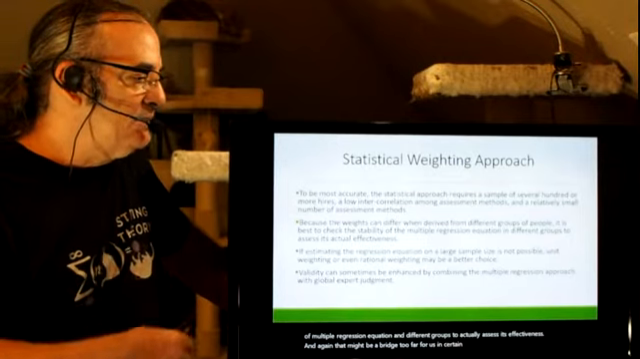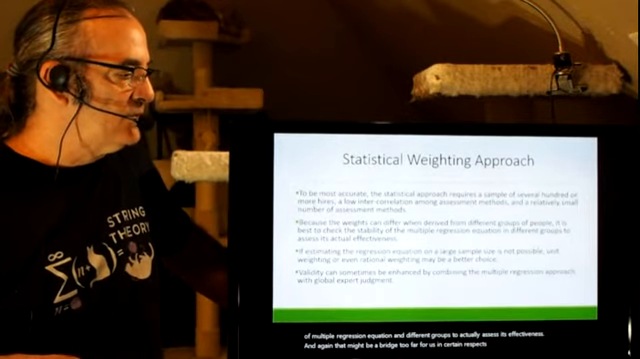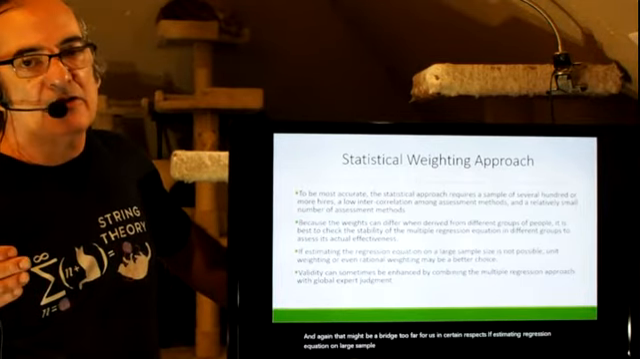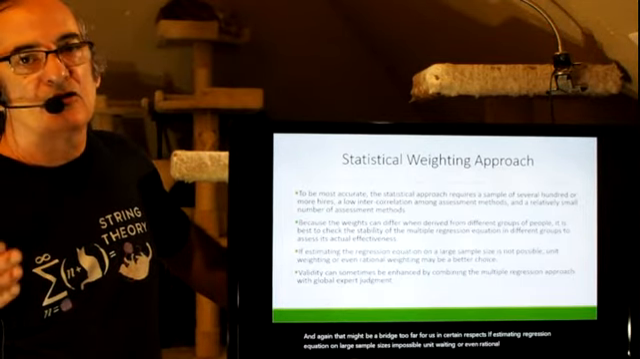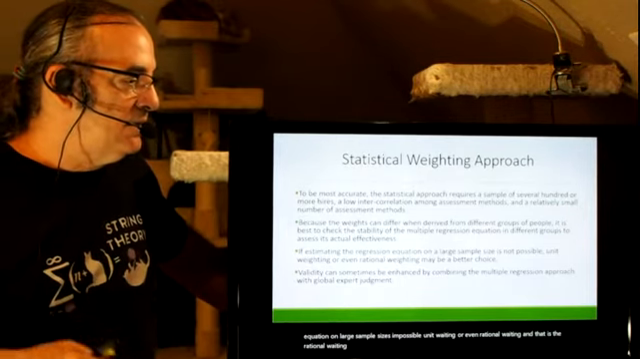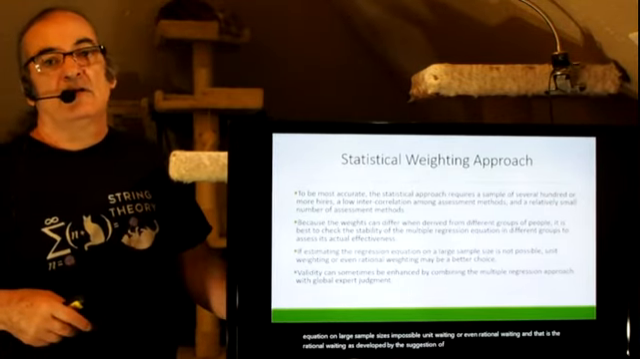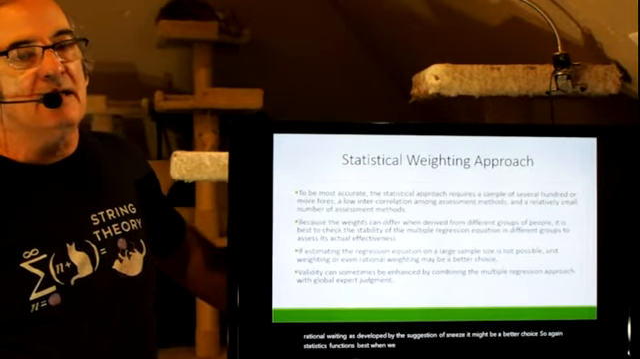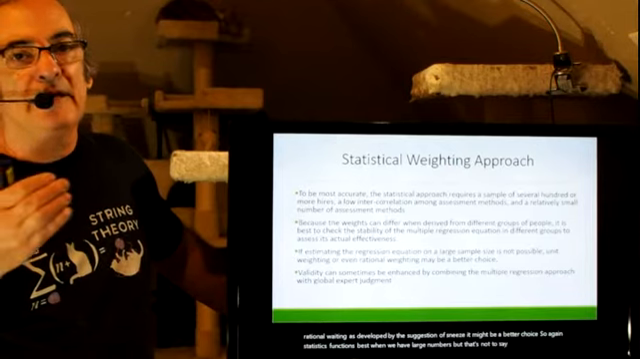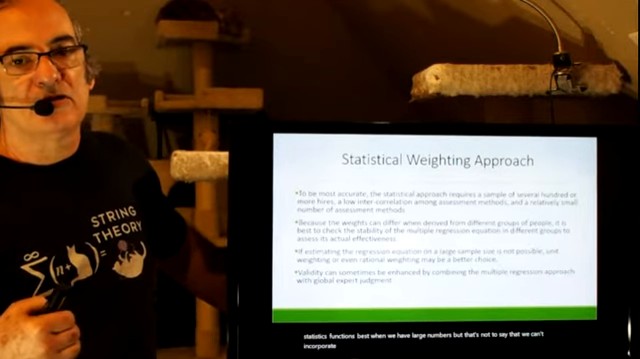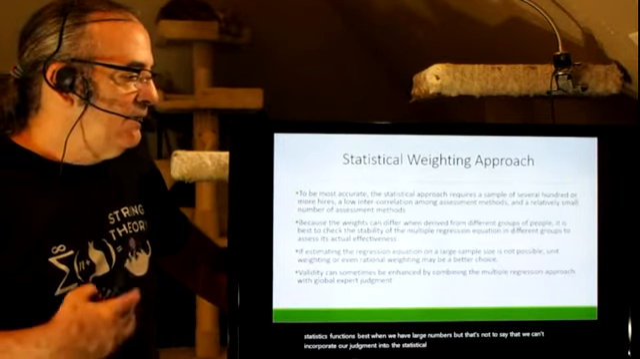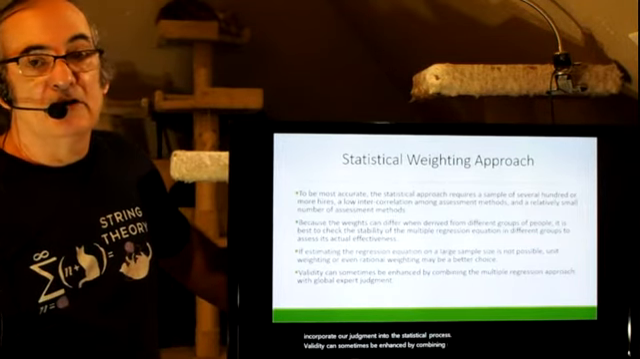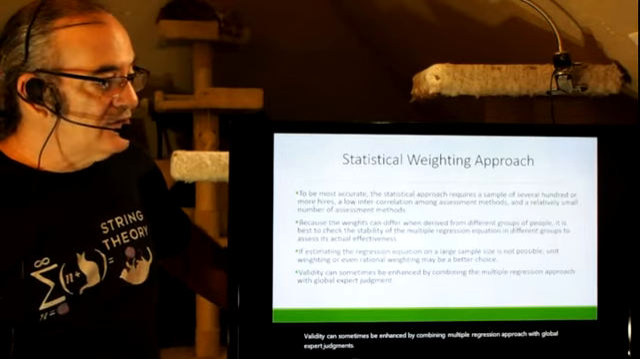Okay. If estimating the regression equation on large sample sizes is impossible, unit weighting or even rational weighting, that is the rational weighting as developed by the suggestion of Smees, might be a better choice. So again, statistics function best when we have large numbers, but that's not to say that we can't incorporate our judgment into the statistical process. Validity can sometimes be enhanced by combining multiple regression approaches with global expert judgments. And that's conceivable as well.